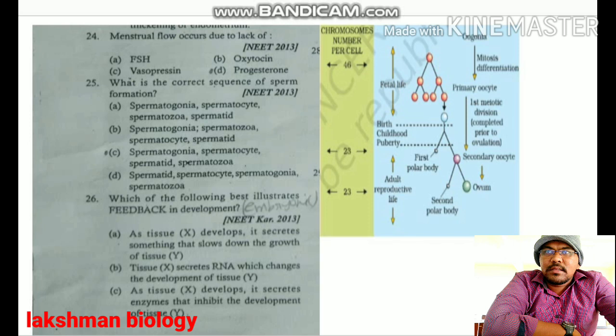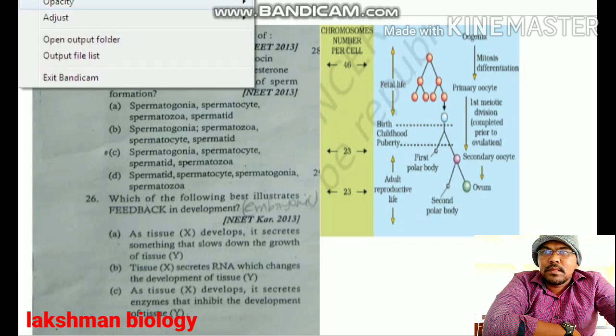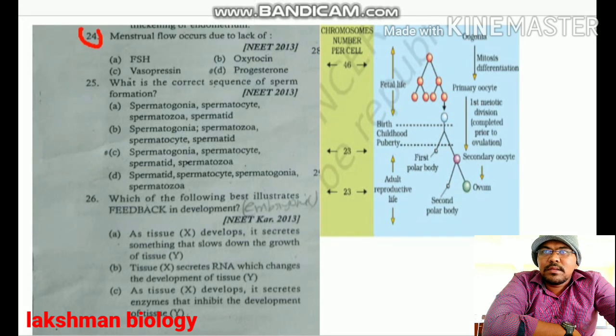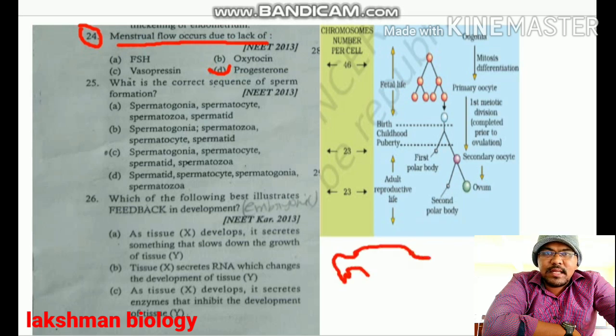Now we are discussing from question number 24. Menstrual flow occurs due to lack of what? The answer for this is option D. Menstrual flow means the uterus endometrium ruptures and comes outside from the uterus through the vagina in the form of liquid. That is called menstrual flow.